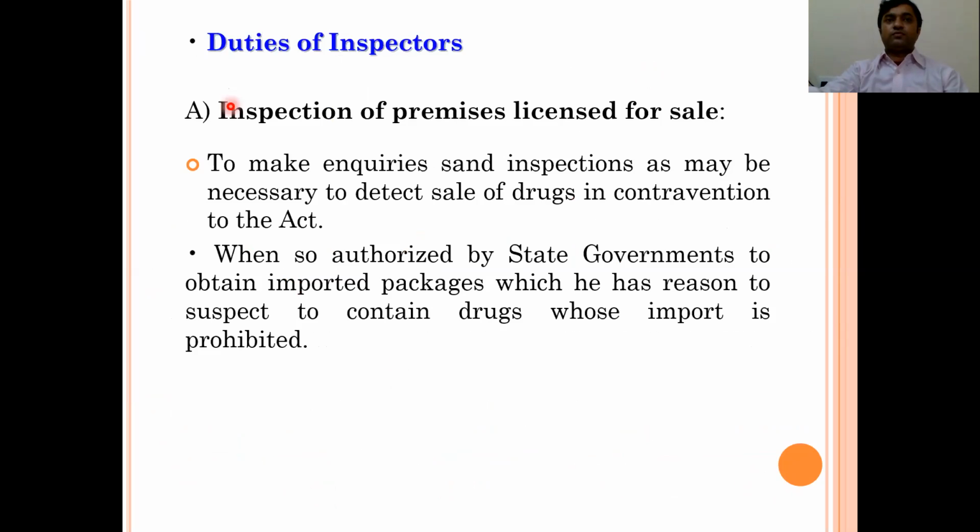Duties of inspector: inspection of premises licensed for sale, to make inquiries and inspections as may be necessary to detect the sale of drugs in contravention of the Act, when so authorized by the state government, to obtain imported packages which he has reason to suspect contain drugs whose import is prohibited. So he also has powers to check the imported packages because the information will be given by the state governments to that particular area drug inspector.